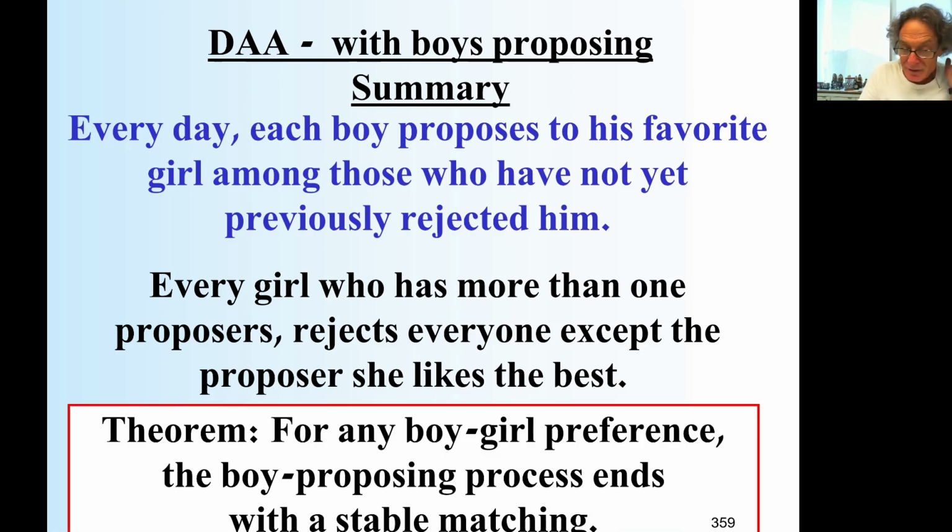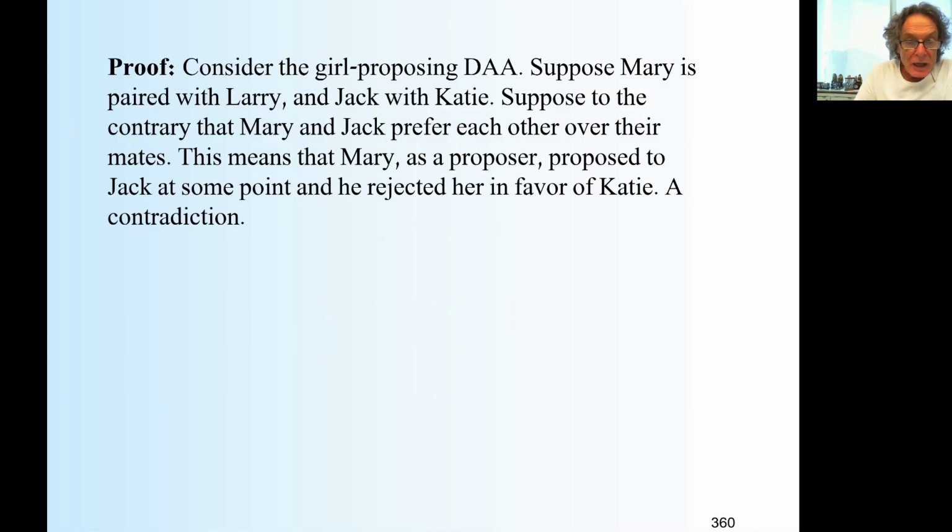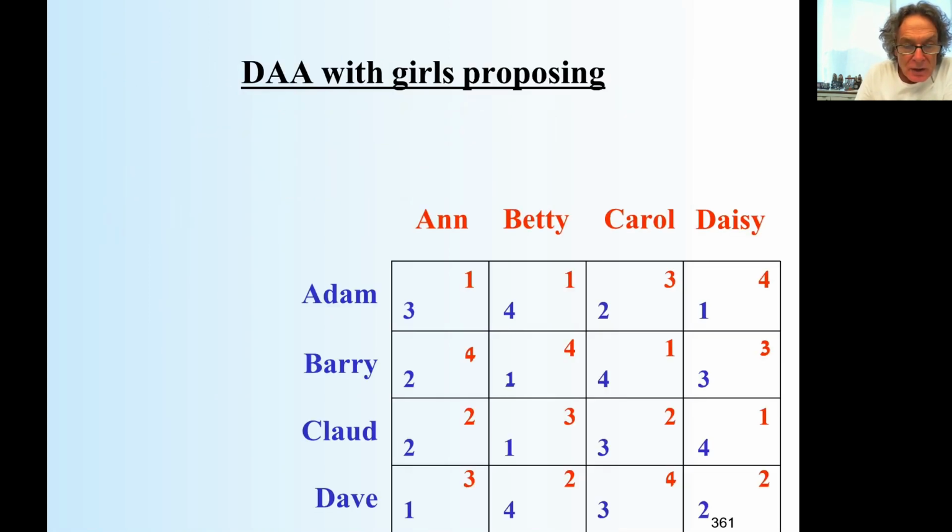Theorem, that's what I said: for any boy-girl preferences, the boy-proposing process ends with a stable matching. I proved it to you, and this is again the proof, exactly what I told you, so I don't need to go through it.